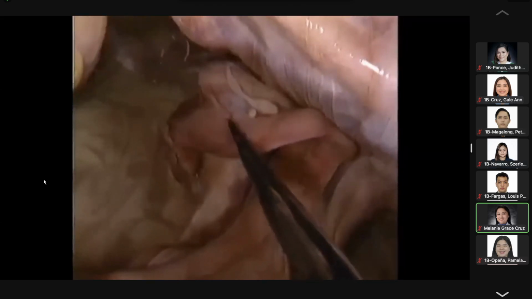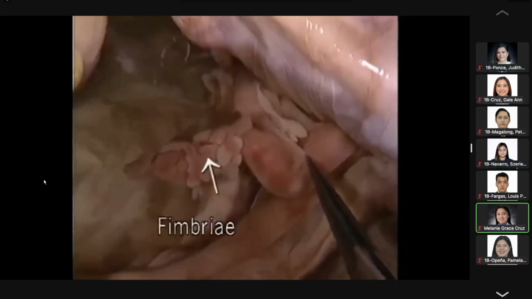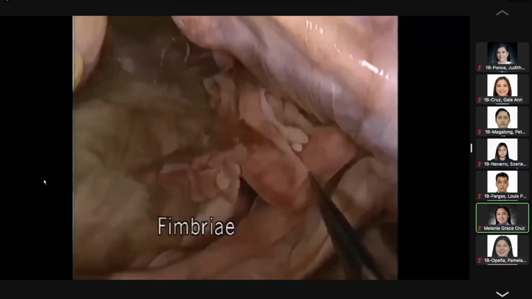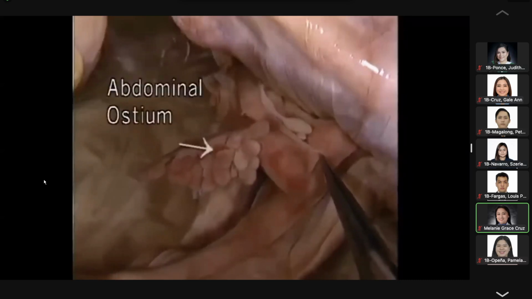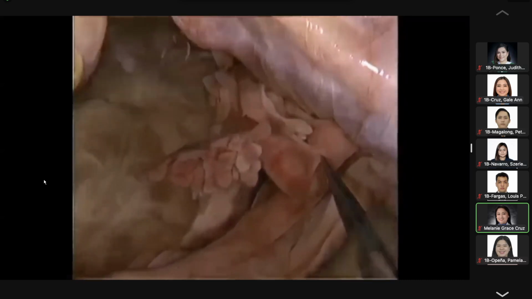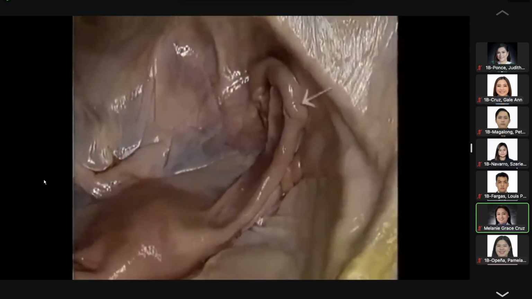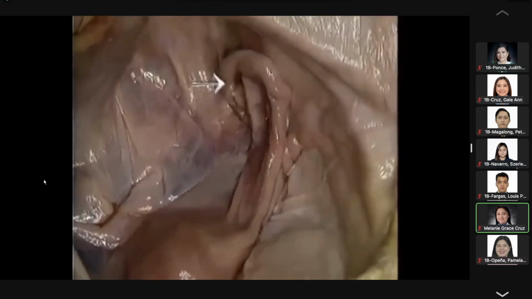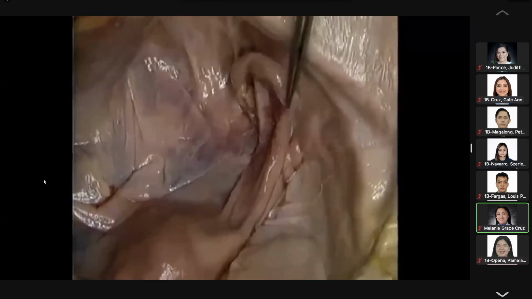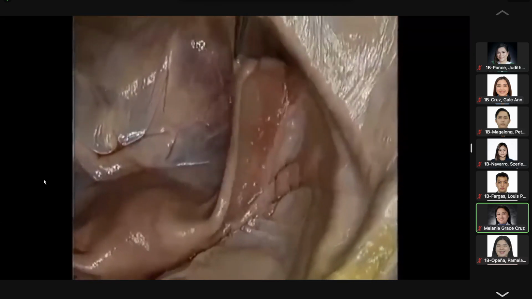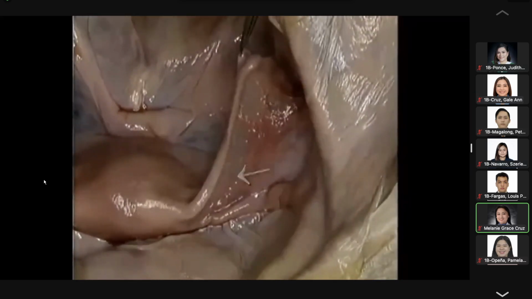The opening of the uterine tube is surrounded and concealed by these delicate mucosal fronds, the fimbriae. The opening, the abdominal ostium, is here. Normally, the infundibulum is curled around so that the fimbria touch the ovary. The uterine tube is attached to the broad ligament by this double fold of peritoneum, the mesosalpinx.